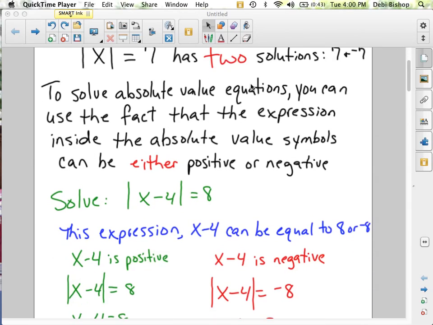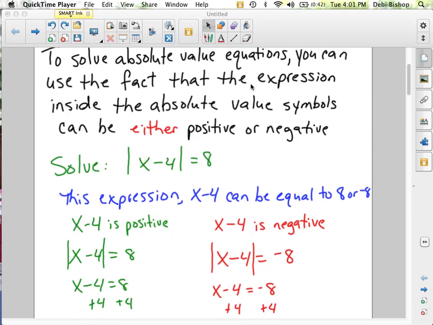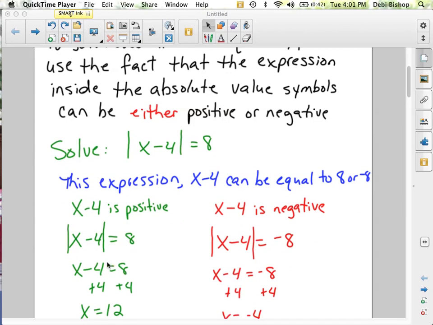If we look at this type of equation, it says solve the absolute value of x minus 4 equals 8. So this expression, x minus 4, can be equal to 8, or it can be negative 8. If x minus 4 is positive, so it's equal to positive 8, we would solve for that just like a normal equation. We remove our absolute value signs, then we have x minus 4 equals 8, add 4 to both sides, x equals 12.